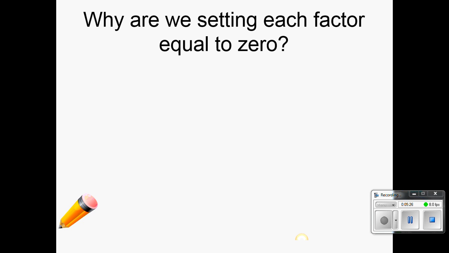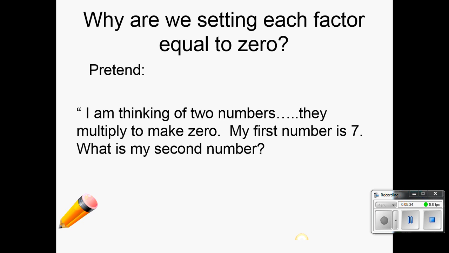Why are we setting each factor equal to 0? Well, let me just take a second and pretend for a minute. This is really easy. I am thinking of 2 numbers. They multiply to make 0, but my first number is 7. What's my second number? Oh yeah, this is not rocket science, people. 7 times 0 is 0. So the second number would have to be 0.